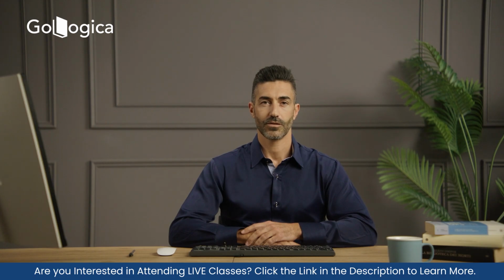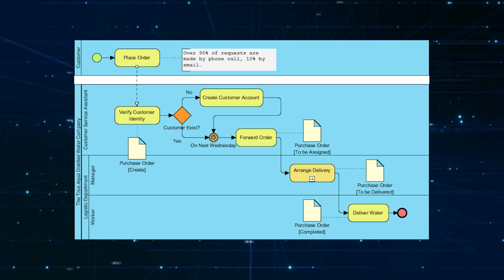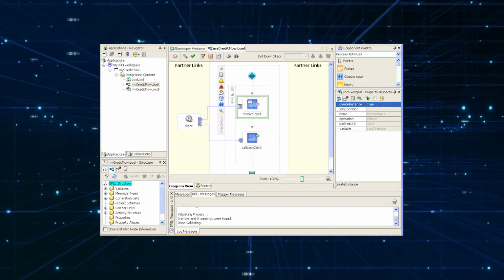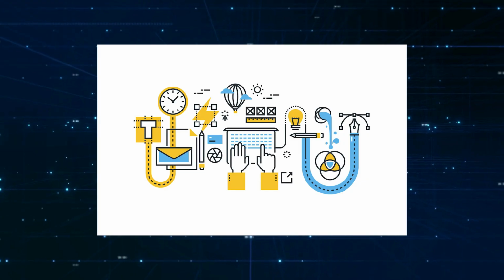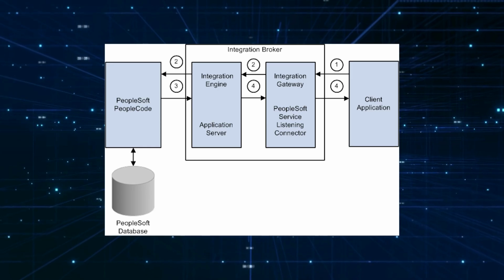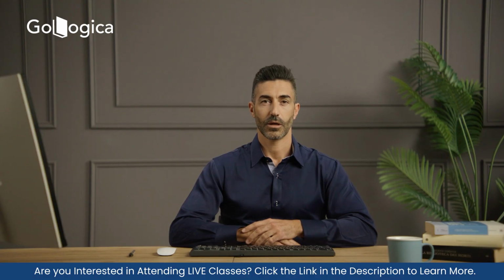Now let's shift our focus to the ActiveVOS Designer, the primary tool you'll use to model your business processes. It's a user-friendly, Eclipse-based development environment that supports both BPMN, Business Process Model and Notation, and BPEL, Business Process Execution Language. With this tool, you can visually design workflows, define process logic, integrate web services, and assign human tasks, all using an intuitive drag-and-drop interface.